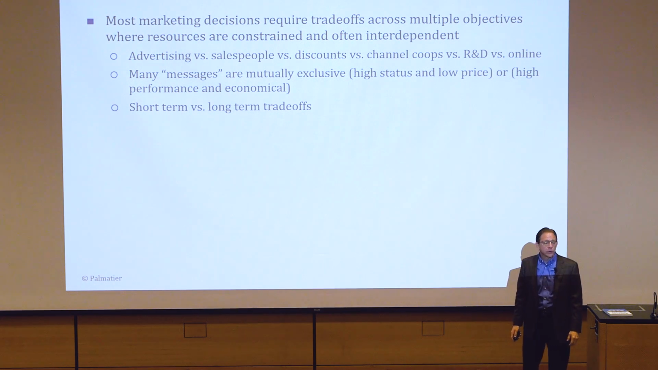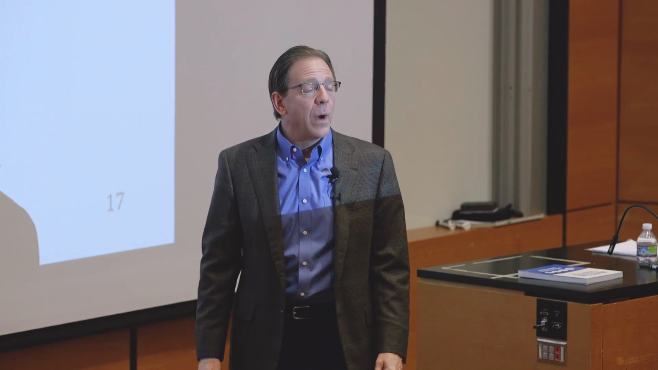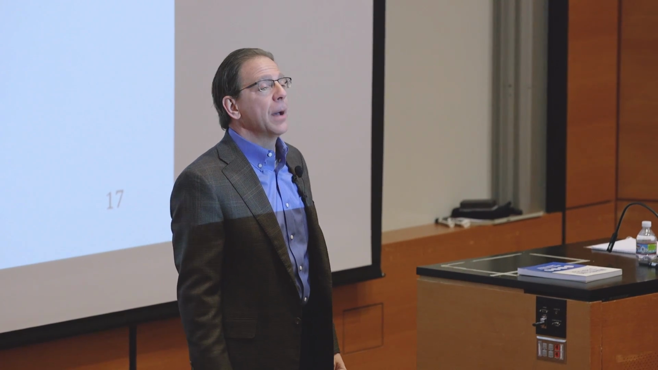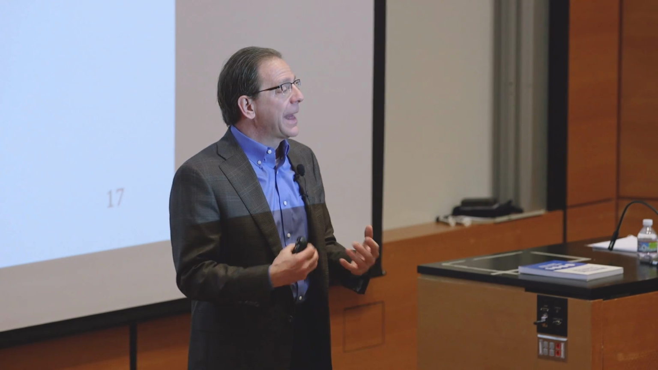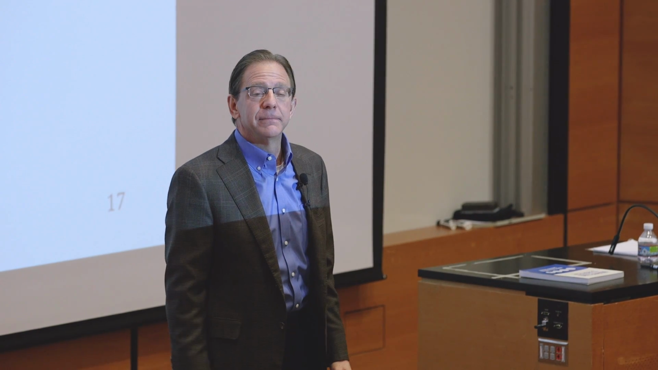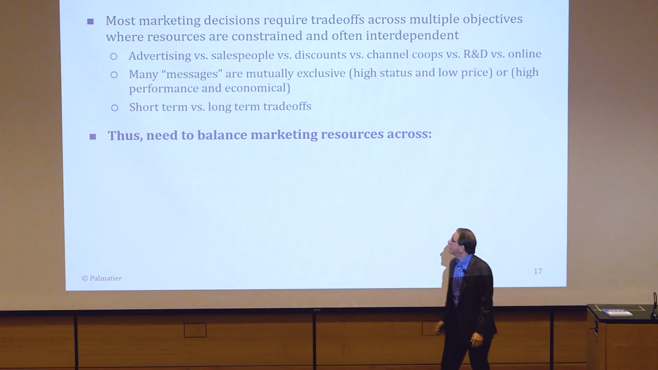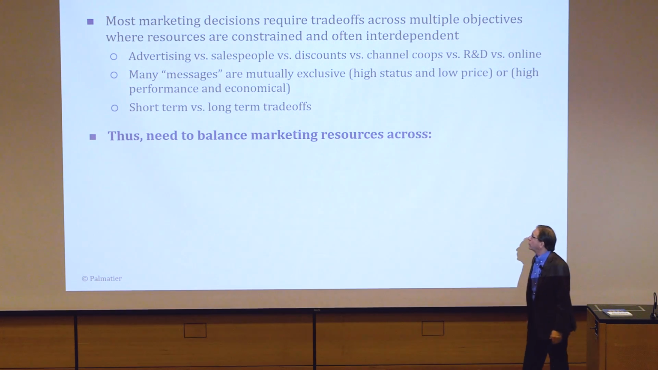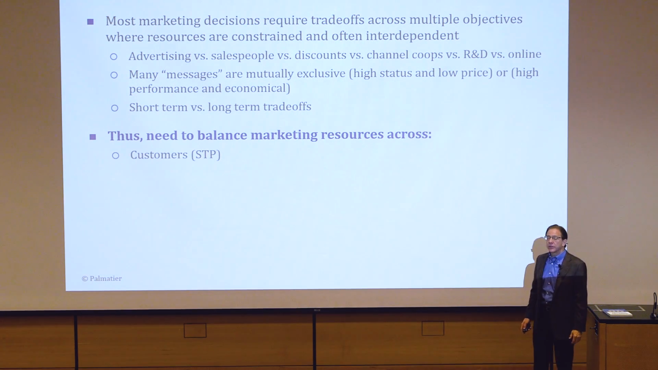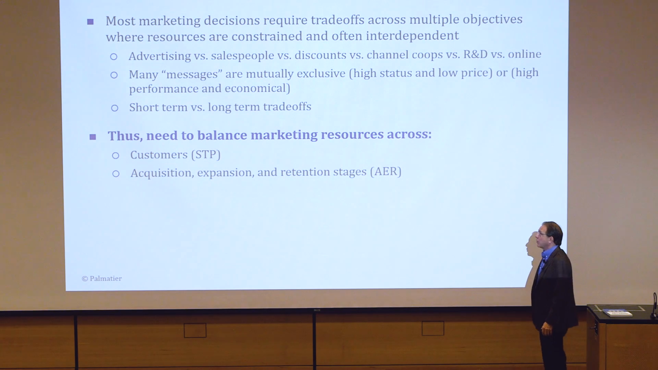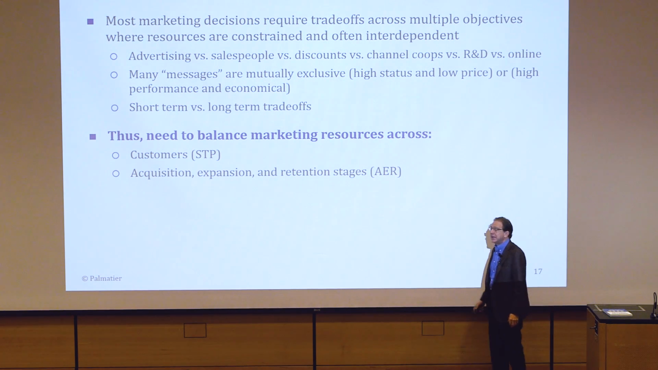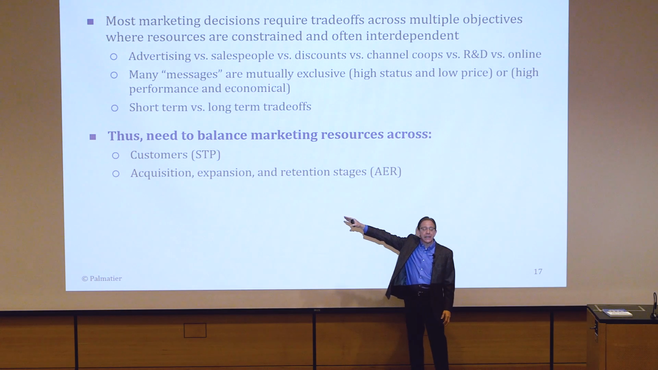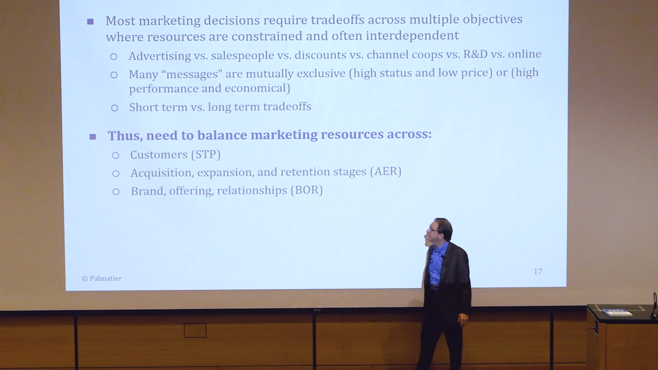And there's short-term versus long-term trade-offs. Very often, if the quarter isn't going well financially, firms will cut back on their advertising spend so that money can be shown as profit. Cut back on cost. Thus, you need to balance market resources across these. You need to balance across different customer segments, across acquisition, expansion, retention. How much budget do you want to spend on bringing in new customers versus retaining old ones?